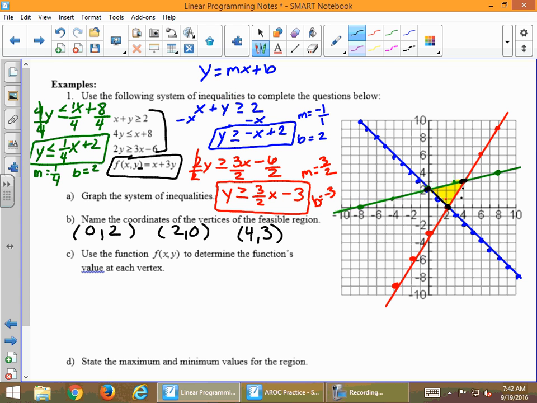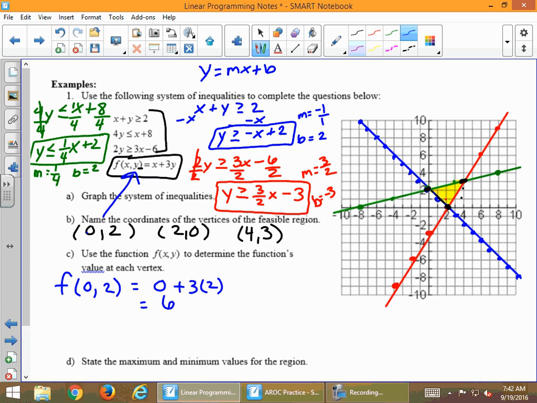And this is where it's going to come into play. We're going to take these vertices and plug them into this function. So if we take a look at the point 0, 2, we're plugging 0 in for x, and we're plugging 2 in for y. So we take 0 and plug it in for x, we just get 0 plus 3 times 2. You're literally just taking that point and plugging it into that function. And then what do we get when we do 0 plus 3 times 2? 6. Right?